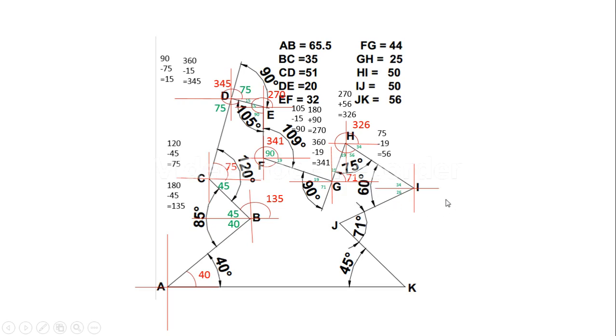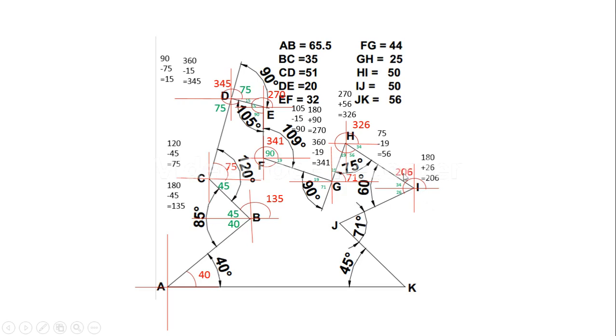Now at point I, which angle do I need? I need the angle from the positive x-axis to this line IJ. How to calculate this? This is 0, 90, this is 180. 180 plus 26 will give you this angle. 180 plus 26 is 206.